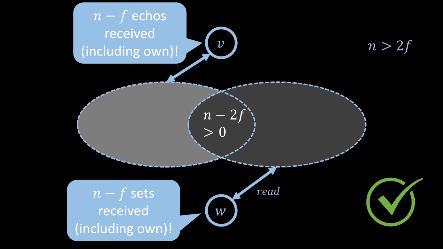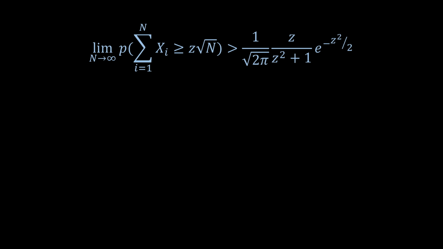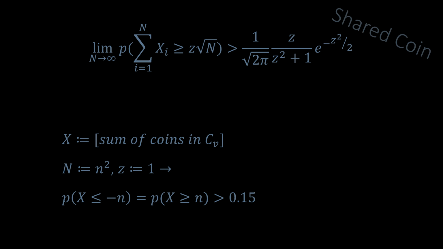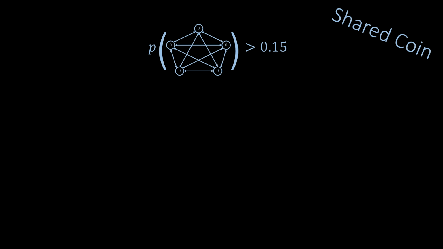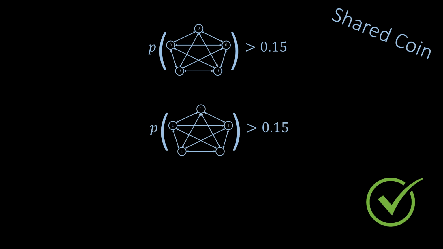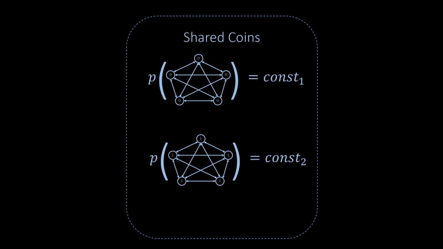The rest of the analysis is now straightforward. Again, using the central limit theorem with the same parameters, we conclude that the probability that the shared coin toss results in a 0 at all nodes is greater than 15%, and the probability that the result is 1 is greater than 15% too. Let's summarize what we've learned.